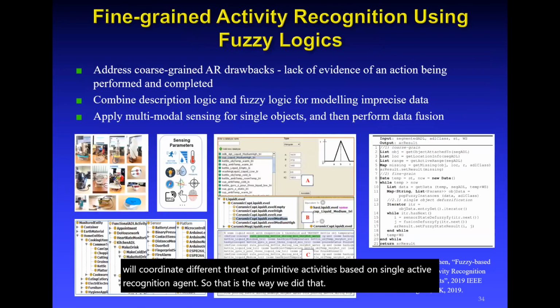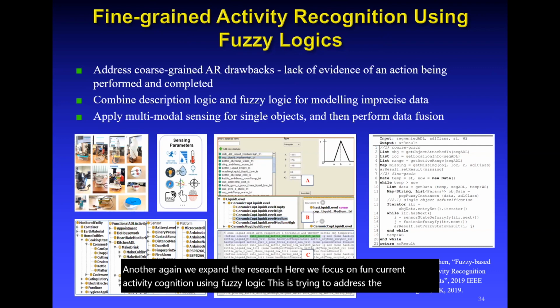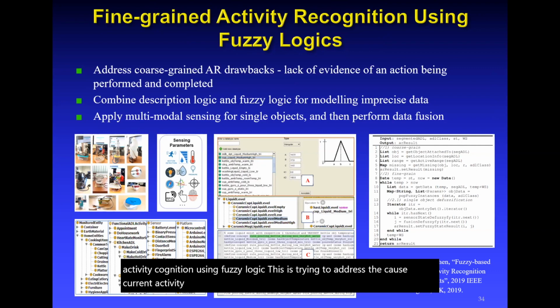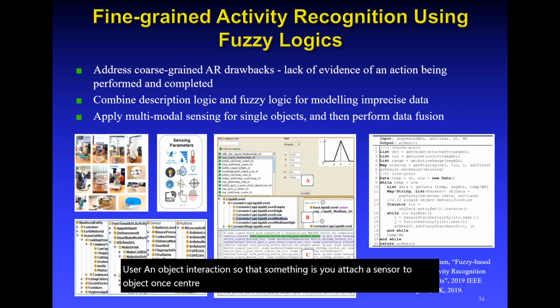Again, we expanded the research. Here we focus on fine-grained activity recognition using fuzzy logic. This is to try to address the coarse-grained activity recognition drawback. Because in the previous work, we say the activity recognition is based on user and object interaction. So the assumption is you attach a sensor to an object. Once the sensor fires, we assume the object is used.